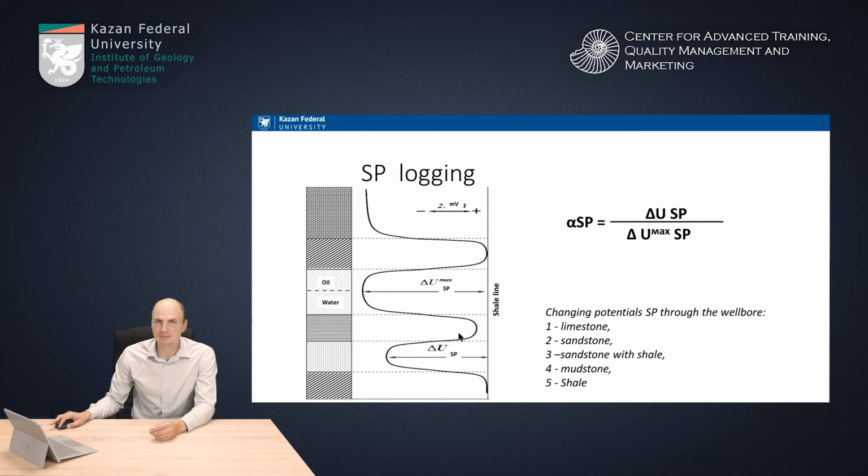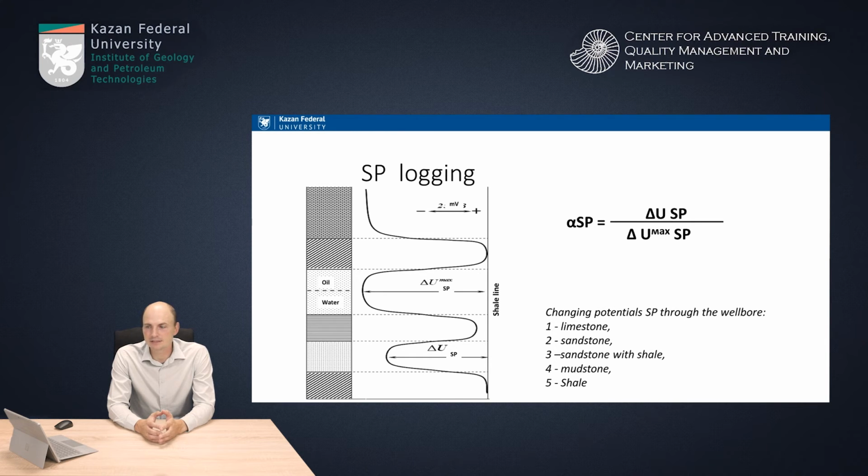In the same way, we can measure the delta U of the readings from a different layer. By using this equation, we can calculate the alpha SP. Alpha SP is a special electrical property of the rock that can be between 0 and 1. That's how we can compare readings from different wells.